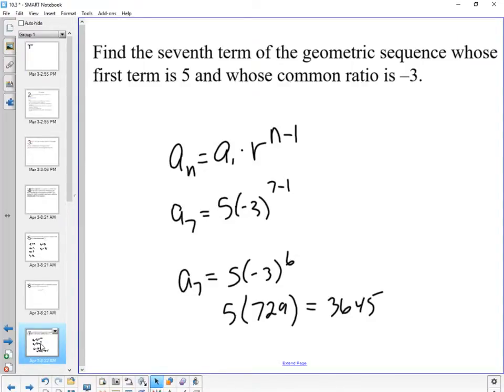This is so difficult. My ankles. We're good?